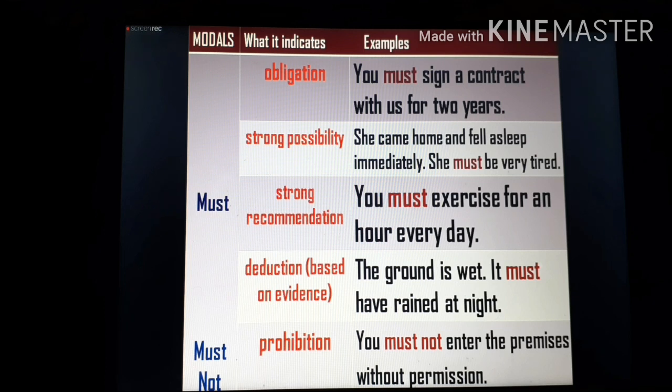Must not is used for prohibition or restriction. Whenever you want to restrict or prohibit somebody from doing something, then you must use must not. As in the sentence, you must not enter the premises without permission.